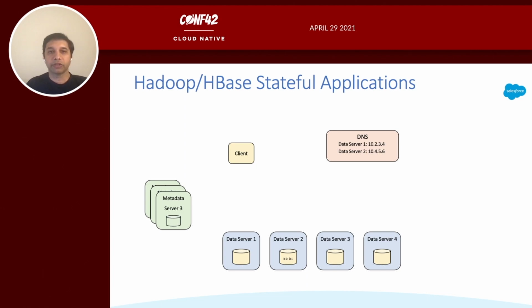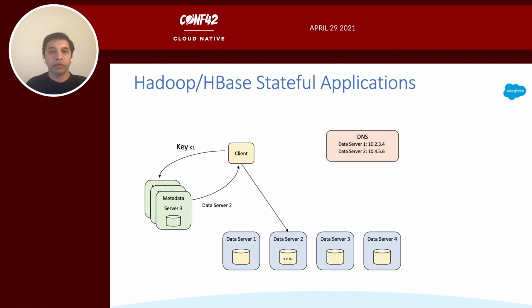It basically knows the geography of things. So a client, when it is trying to access data, goes to the metadata server with a key saying that I want to access this. The metadata server then gives a location of where you can find the data. And then the client directly goes to the data server based on that information and accesses the data.